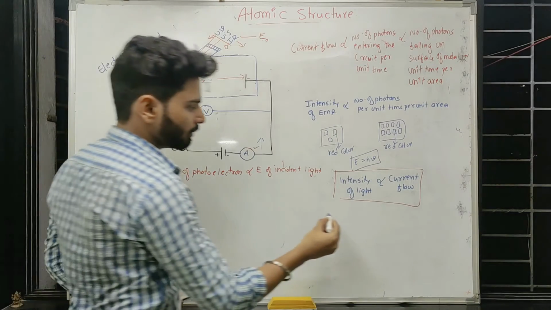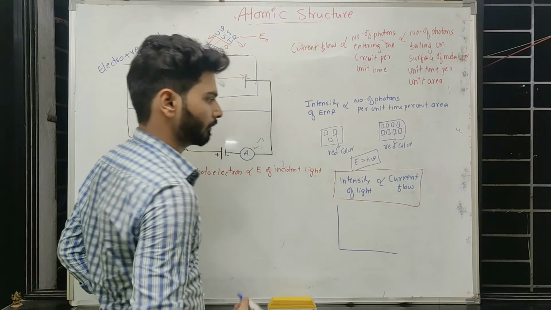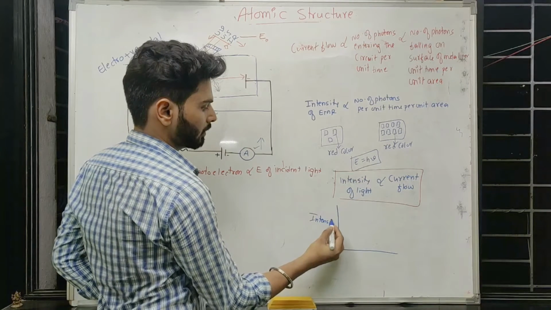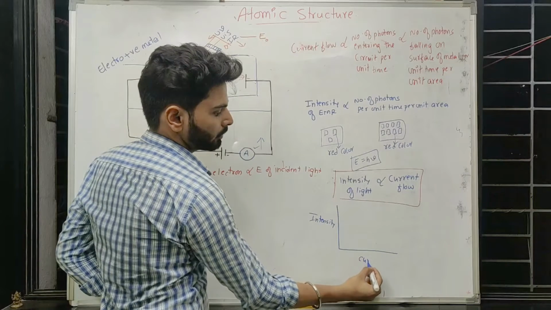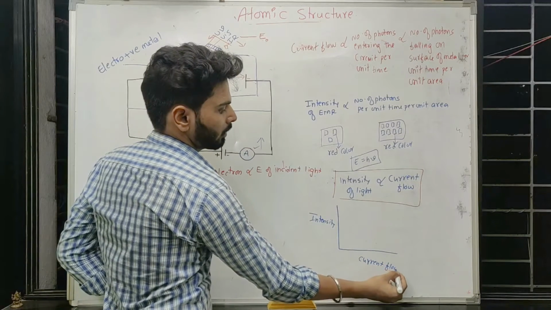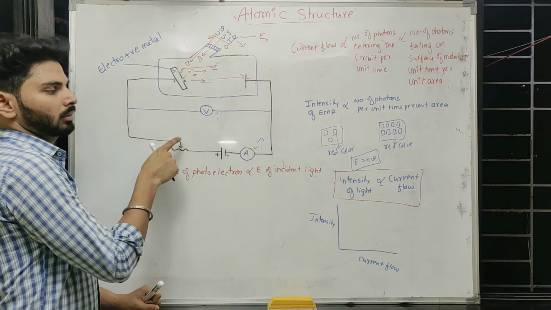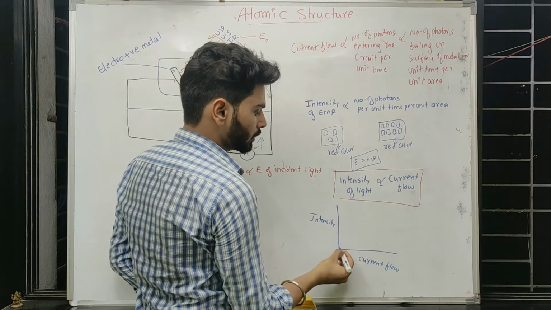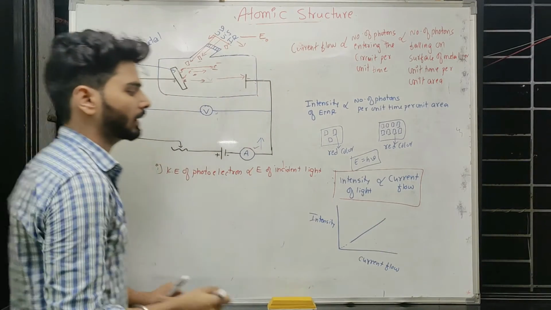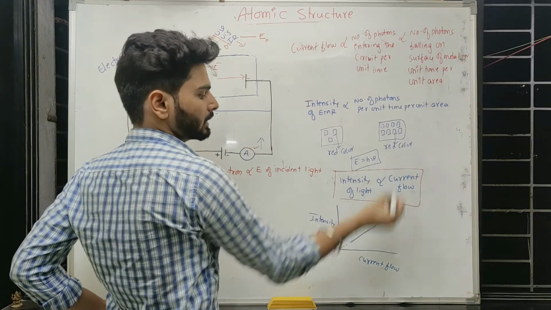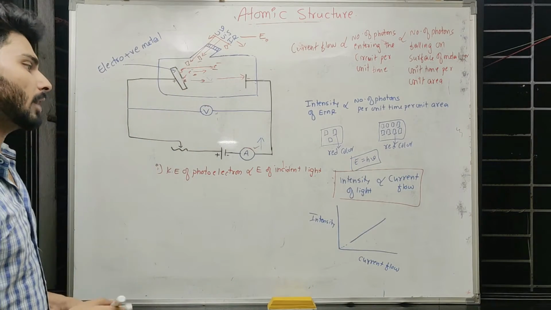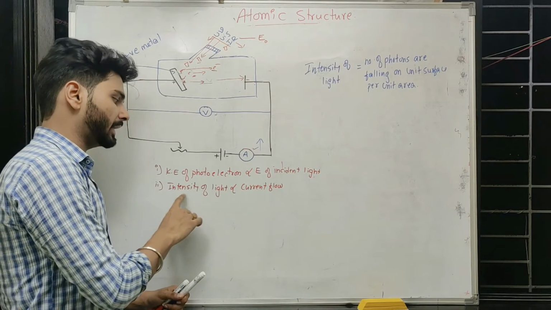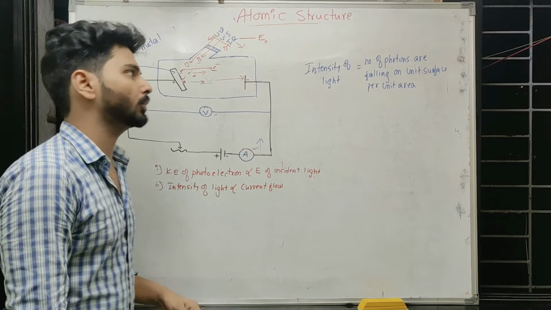So if I plot a graph, let us say intensity of light and current flow. If there are no photons hitting, definitely there will not be any current. Thereafter we can think that as intensity increases, current will also increase. So the graph will look like this. The next important conclusion here is that the intensity of light is directly proportional to current flow.